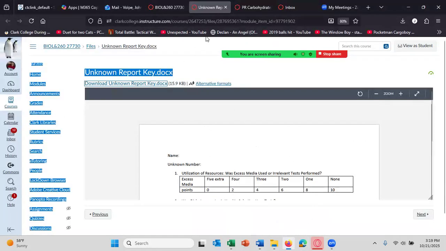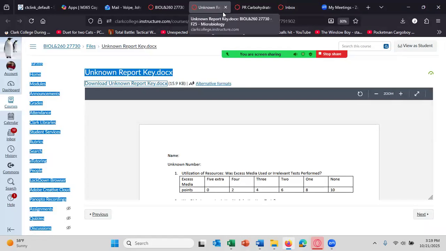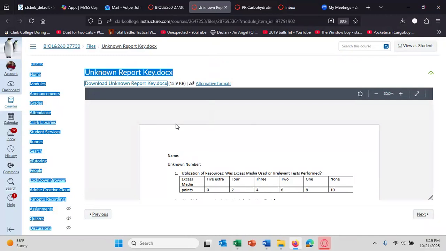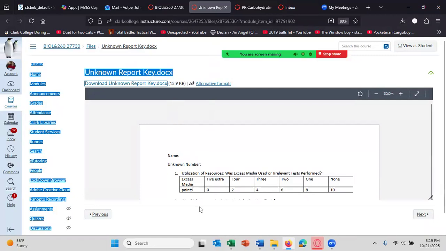together. Let me see if I can go back to that. Nope, I don't have it open anymore. If you put everything together in your unknown notes page, and what you do is you just have your test 1 at the top of the page, test 2 down the page, and test 3, the last test, at the end of the page, you could just copy your unknown notes and then paste it into your unknown report.